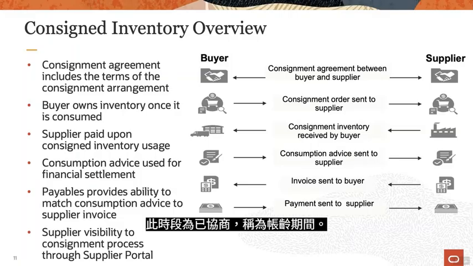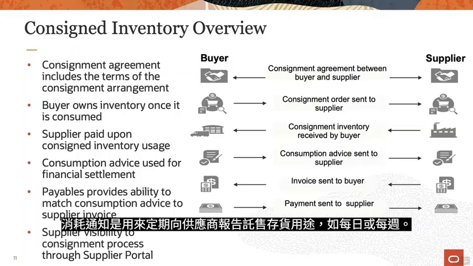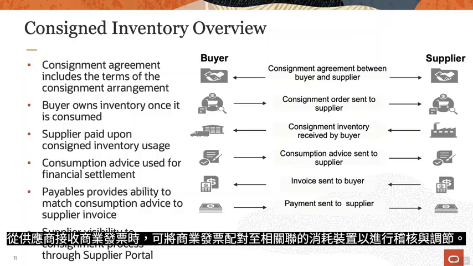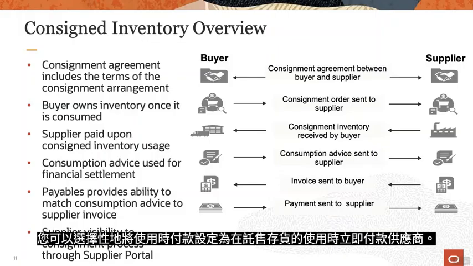The consumption advice is used to report consigned inventory usage to the supplier on a periodic basis, such as daily or weekly. The supplier will send the buyer an invoice for the consigned inventory which has been used. When the invoice is received from the supplier, it can be matched and advised for audit and reconciliation purposes. Once the invoice is validated, payment will be sent to the supplier. Optionally, pay on use can be configured to pay the supplier immediately upon usage of the consigned inventory.